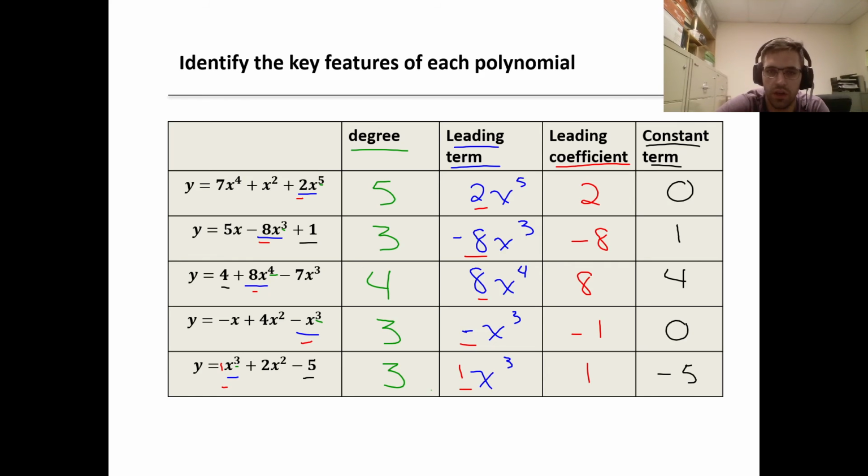A couple of things to note. If we have a negative or a subtraction sign, we can call that a negative in our leading term and our leading coefficient. Like minus x cubed, we have negative x cubed, we have negative 1. For the terms without a constant, we just say the constant term is 0.